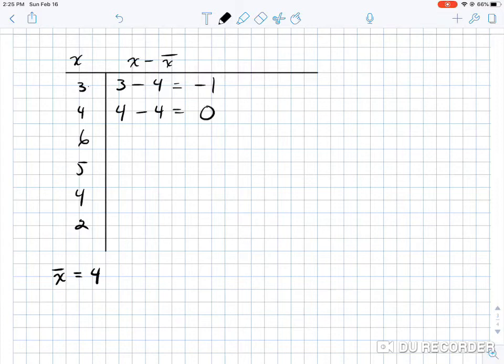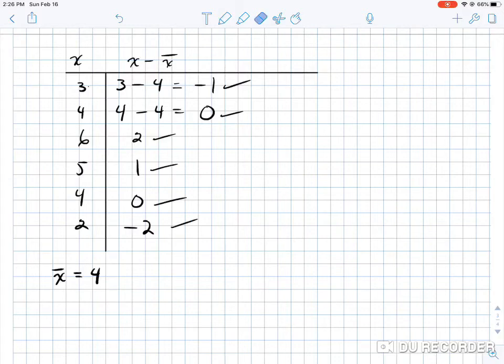And if I do the same thing going down, I'm looking at 6 minus 4, which is 2. 5 minus 4, which is 1. 4 minus 4, which is 0 again. And 2 minus 4, which is -2. So here are my deviations: -1, 0, 2, 1, 0, -2.